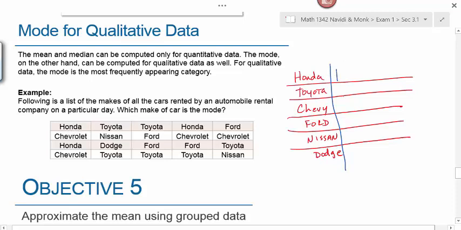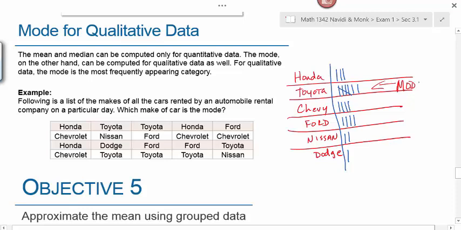We have a Honda, a Toyota, a Honda, a Ford, a Chevy, a Nissan, a Ford, a Chevy, a Honda, a Dodge, a Ford, Toyota, Chevy, Toyota, and Nissan. And the winner is Toyota. Toyota's the winner there. So this would be our mode.